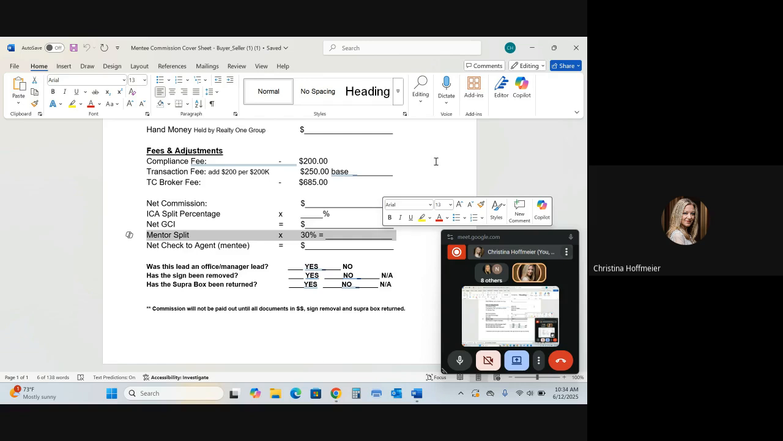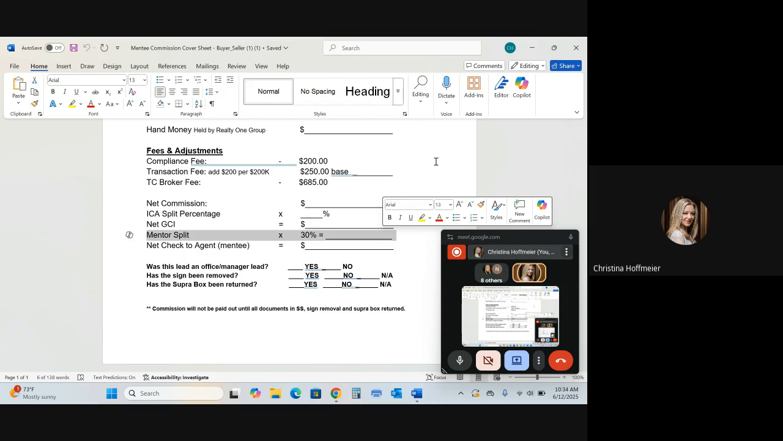So your mentor receives a 30% split of your business for the first 3 or 5 transactions that you close. Everybody's a little different depending on when they came into the program, whether they came in voluntarily or whether you're a brand new agent. With the mentor program, if you're on the 70% split as a mentee and you close a deal that is an office lead, that ICA split percentage will say 70%, and then you pay your mentor 30% of your net.